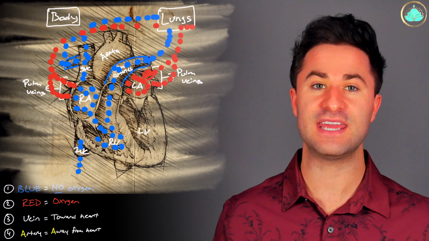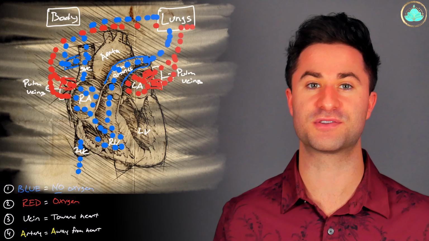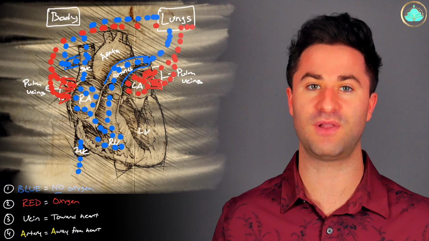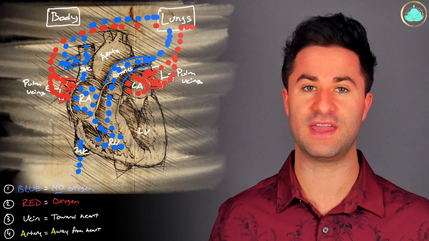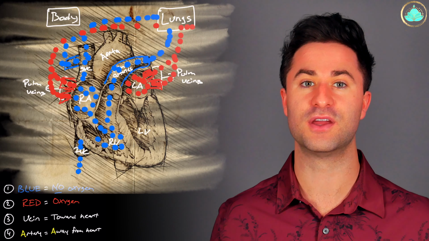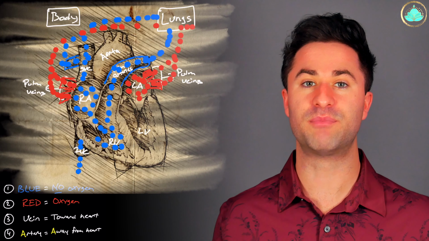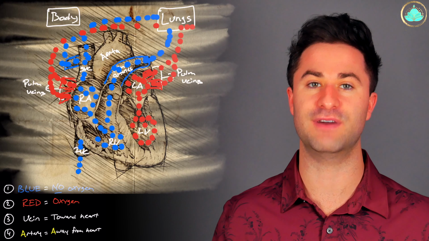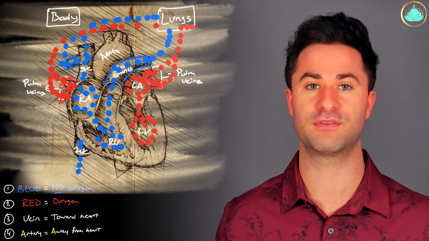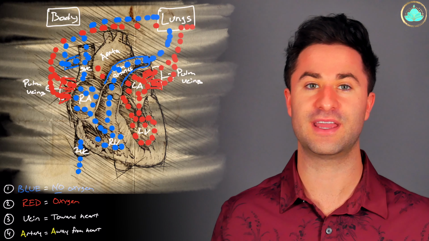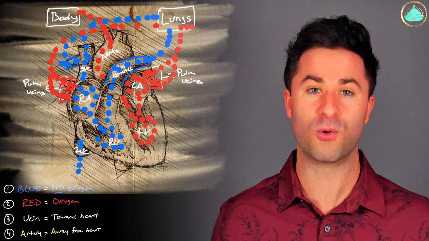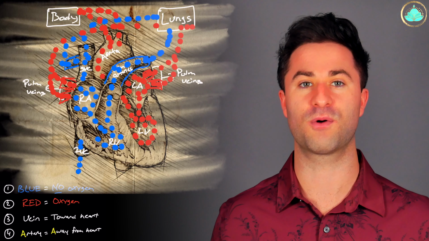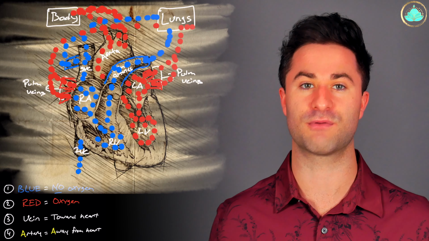Again, these veins are labeled red because they're carrying oxygenated blood, and they're called veins because they're carrying blood towards the heart. Once the blood reaches the left atrium, it then travels into the left ventricle through the mitral valve. And then from the left ventricle, it travels through the aortic valve into the aorta, where it is distributed to the rest of the body.